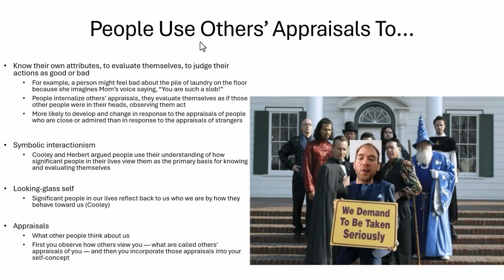So let's make this a little more concrete with a few concepts related to appraisals. The first, symbolic interaction. Cooley and Herbert argue people use their understanding of how significant people in their lives view them as the primary basis for knowing and evaluating themselves, which ties directly to the looking glass self. This is as significant people in our lives reflect back to us who we are by how they behave towards us. So here, what we're doing is we're looking at other people to define us.